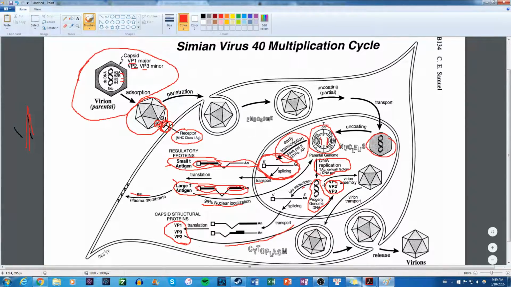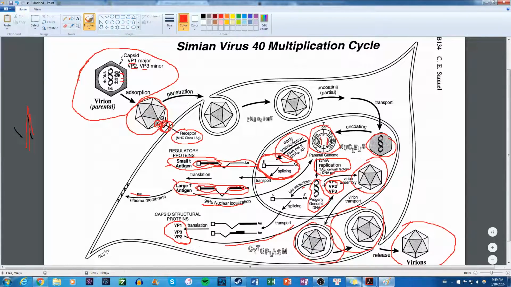And hey, guess what? Now there's a bunch of capsid proteins. There's a bunch of viral DNA. What do you do? Well, you put two and two together. Now you have virion assembly. Okay, a bunch of them. You just release them, just like that. And that's the SV40 multiplication cycle handout.